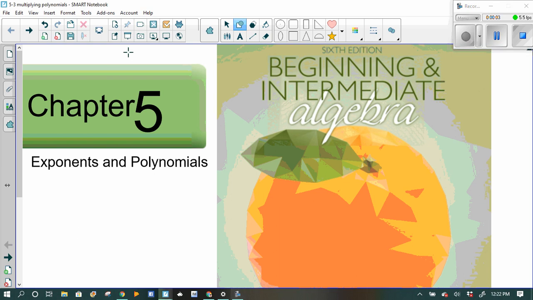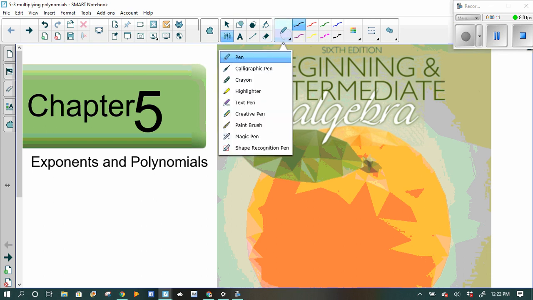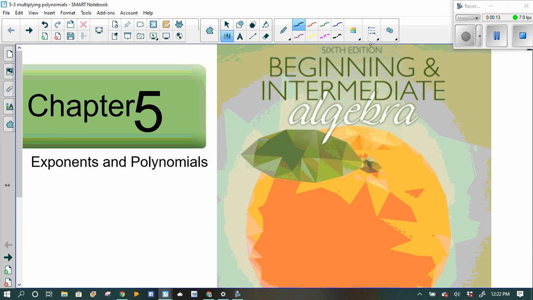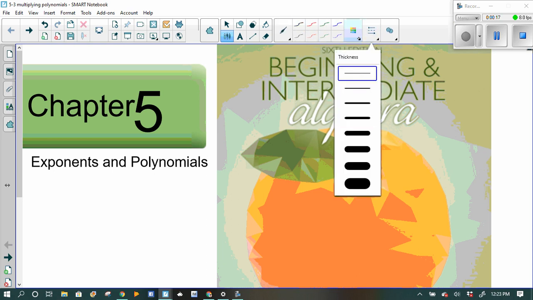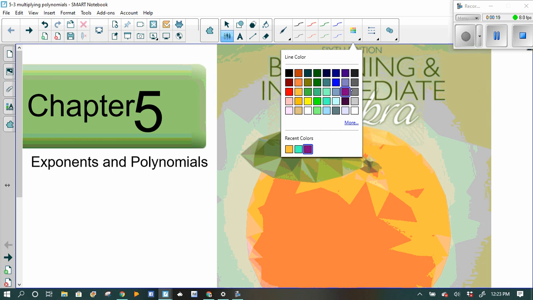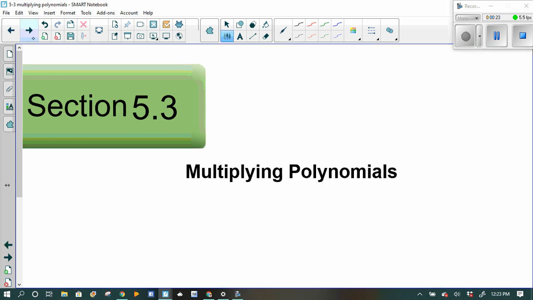All right, so we are going to continue exponents and all the rules. So this is going to be 5.3, and this is multiplying. And my computer, I updated it this morning, and it's giving me lots of grief. All right, so we are multiplying polynomials.